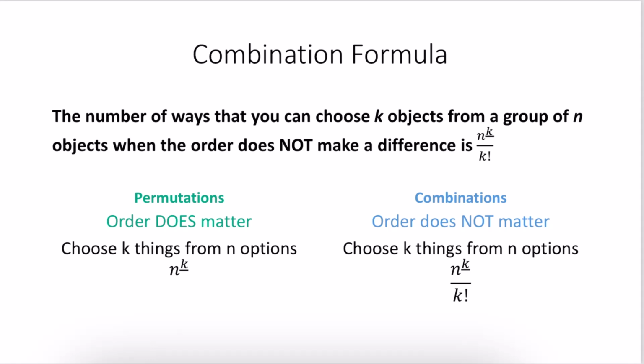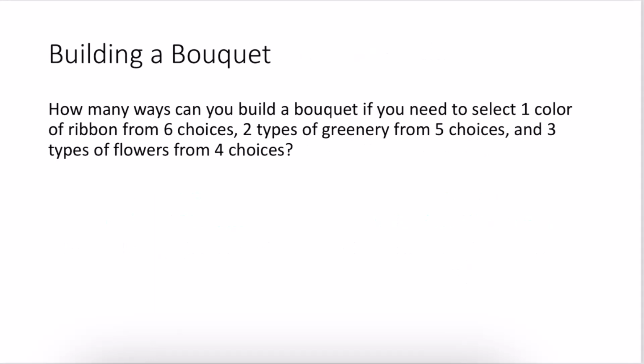And sometimes you'll have problems that involve multiple combinations. So for example, let's say that you're building a bouquet and you want to figure out how many ways you can build the bouquet if you need to select one color of ribbon from 6 different choices, 2 types of greenery from 5 choices, and 3 types of flowers from 4 choices.